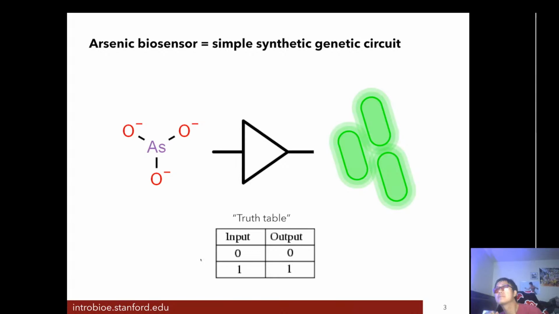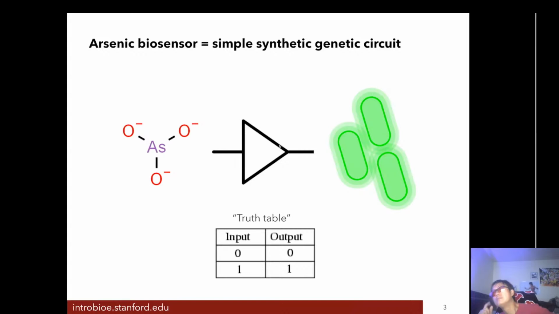Okay, so that's a truth table for a type of synthetic genetic circuit called a buffer gate. And it, again, is a really simple type of synthetic genetic circuit, but it's powerful, right? It's enabling you to produce a bacteria that responds to a contaminant in the environment and produces a visible signal.